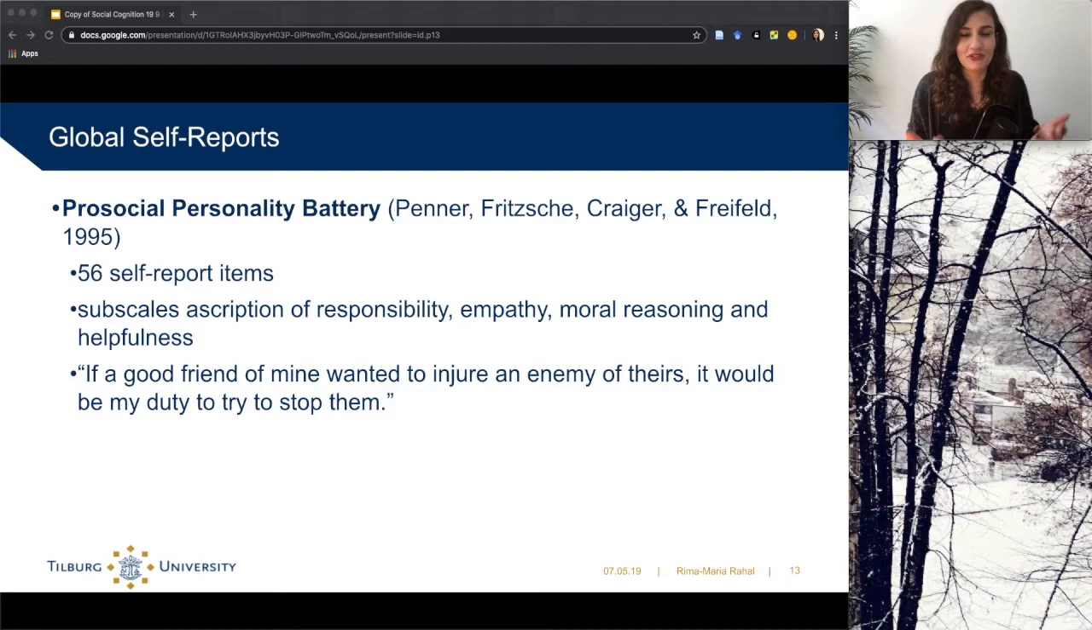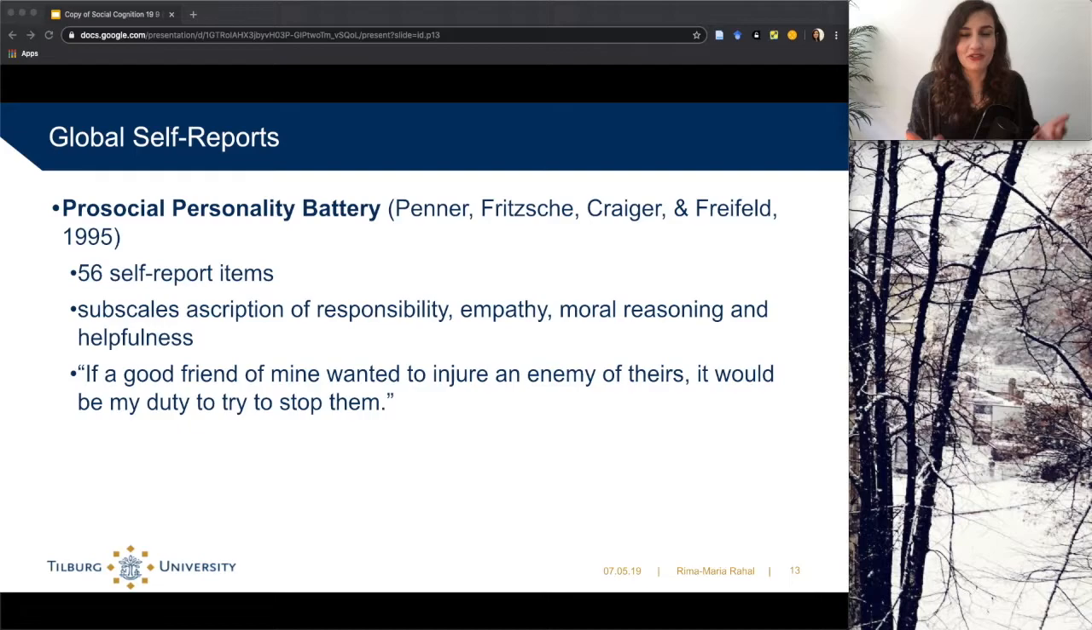And here's an example item. So participants in our research might be asked, if a good friend of mine wanted to injure an enemy of theirs, it would be my duty to try to stop them. And then they're supposed to give some kind of a response on a rating scale. Is this my duty? Mostly yes, or rather no.